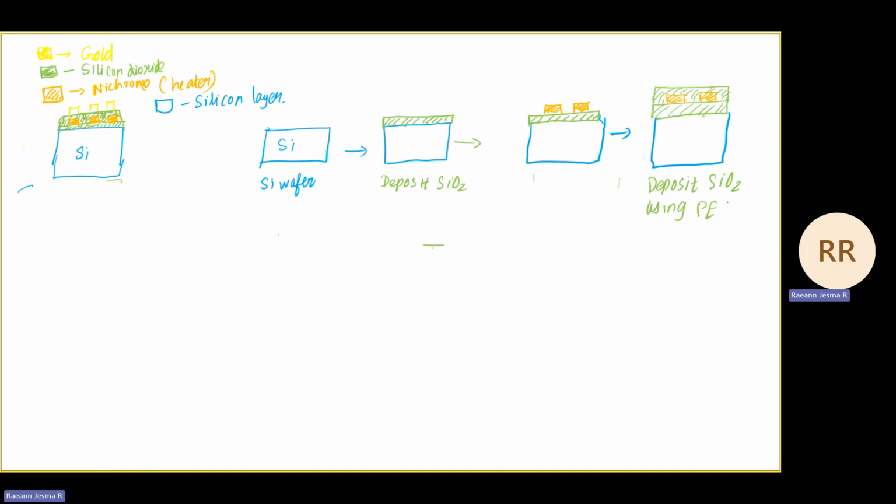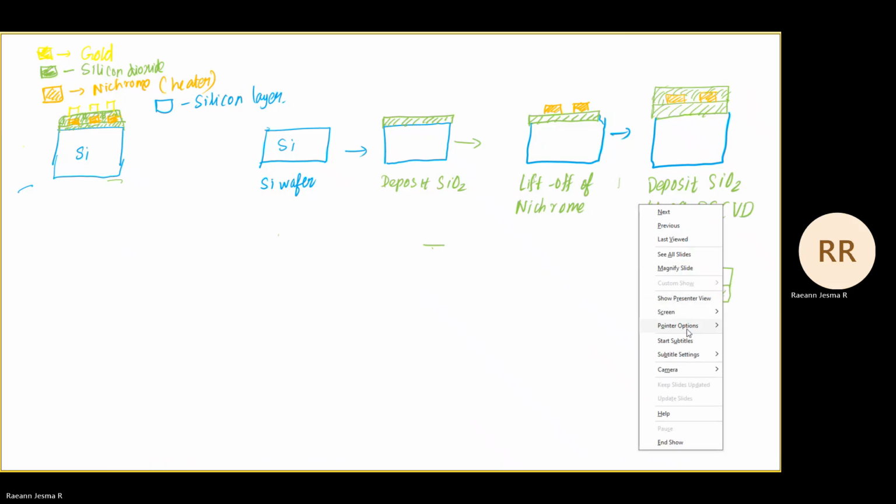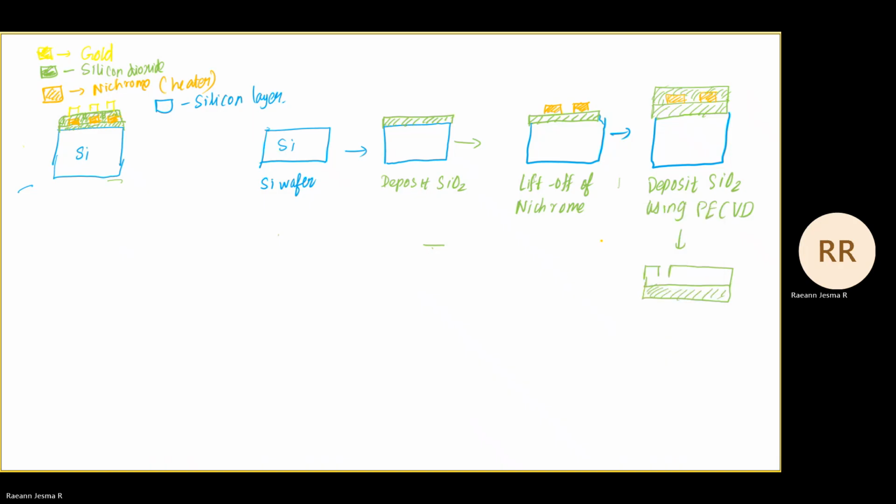Why do we need to pattern? It is because we need to take contacts from the electrical heater to the top. Otherwise, we will not have any contacts from the heater, so we cannot give any voltage to the heater. So we'll have to pattern the SiO2 layer. So let's say this is our electrical contact. Then how our SiO2 will get patterned is like this. Okay. This is our pad for the heater. So ideally we'll have two contacts. So here I'm just showing only one.